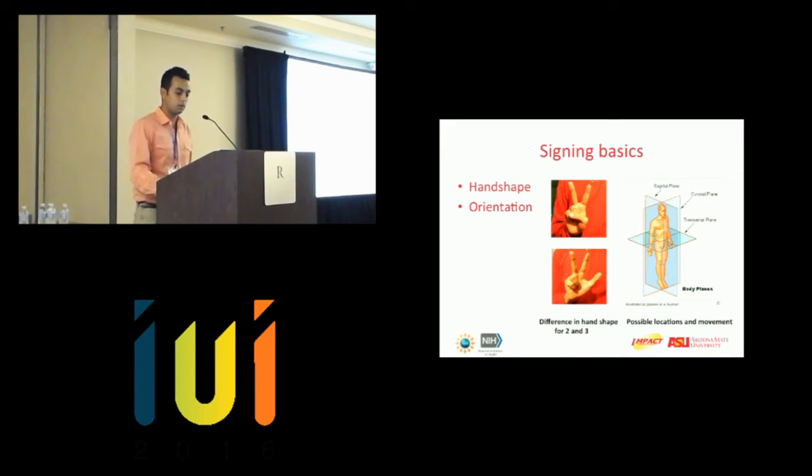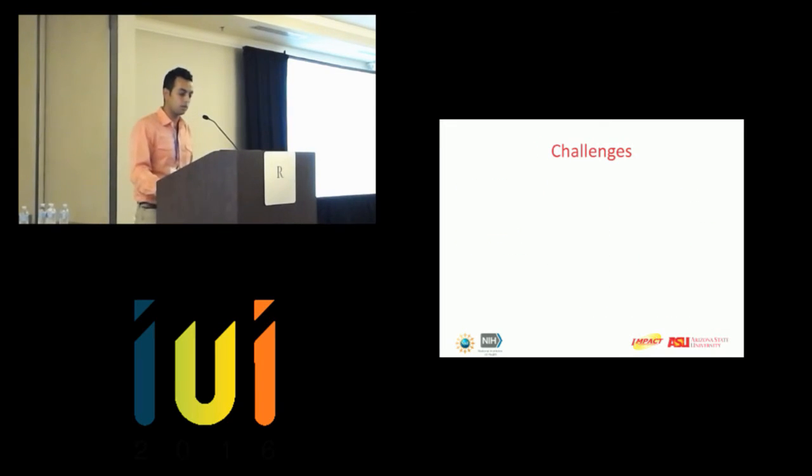Is the hand facing outwards, inwards, sideways, and does it change while the sign is being performed? So the orientation can change. And the meaning is also different depending on the location of the sign being performed. Say, for instance, a pain sign right above the head would mean a headache, while around the stomach it would mean stomachache. And also the movement from one location to the other.